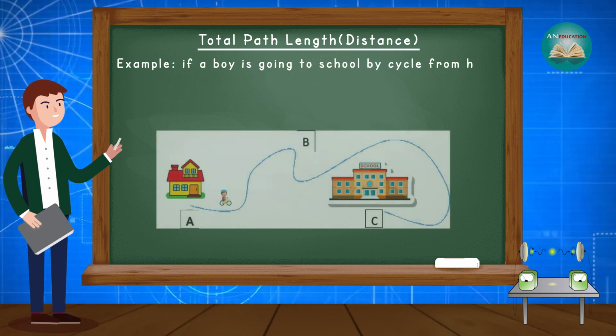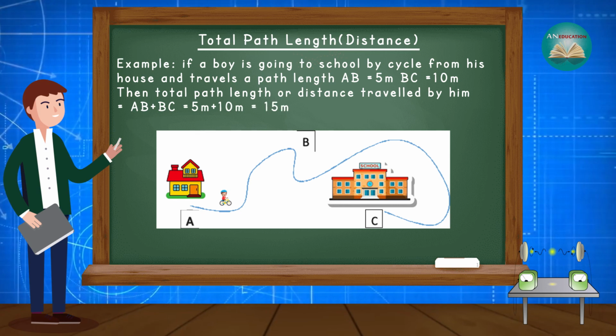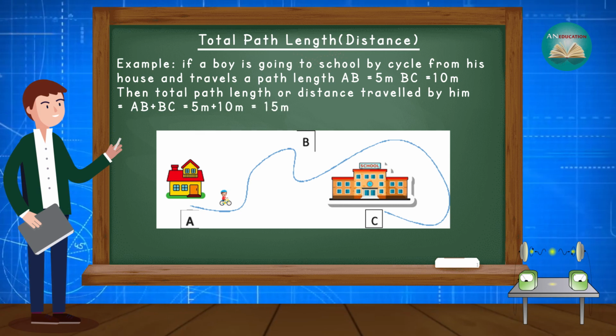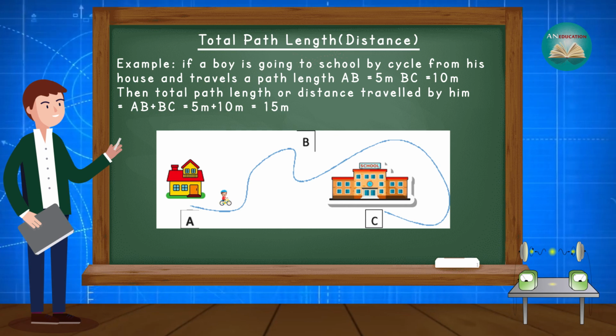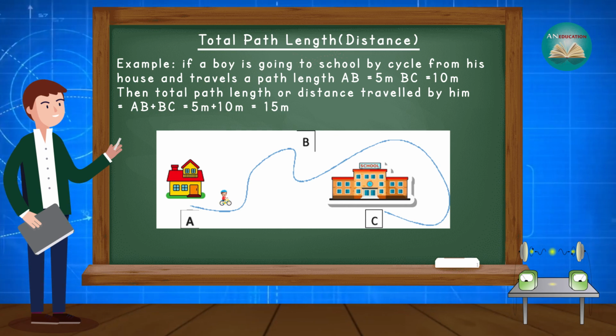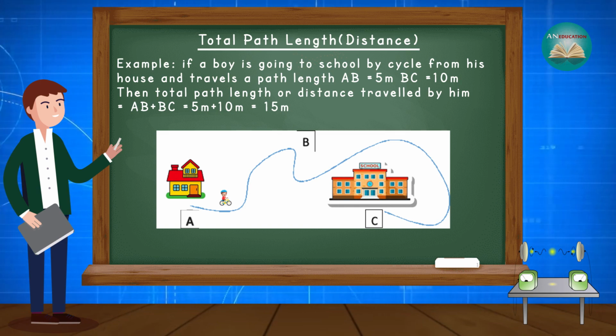Example: if a boy is going to school by cycle from his house and travels a path length AB equal to 5 meter, BC equal to 10 meter, then the total path length or distance traveled by him is equal to AB plus BC, which is 5 meter plus 10 meter, equal to 15 meter.